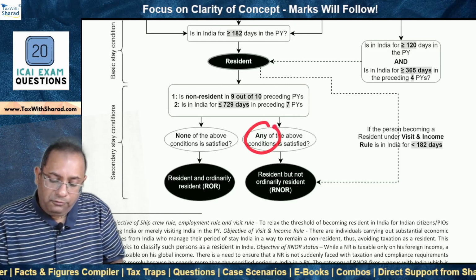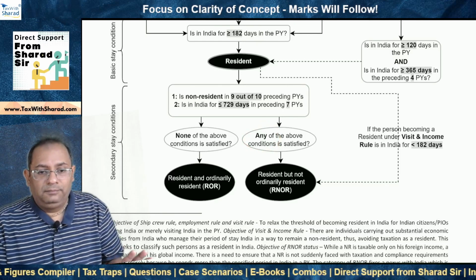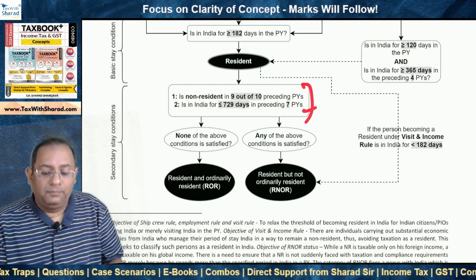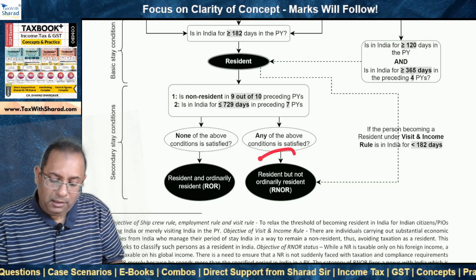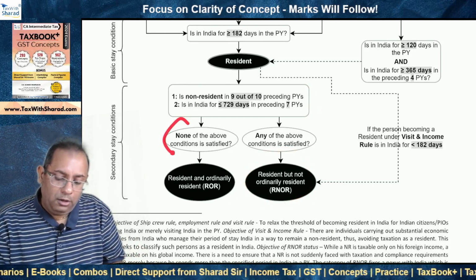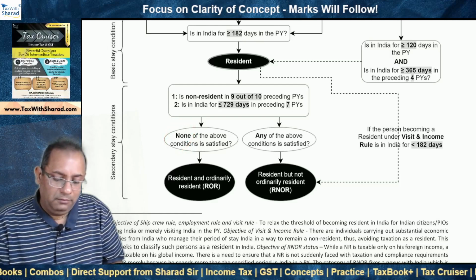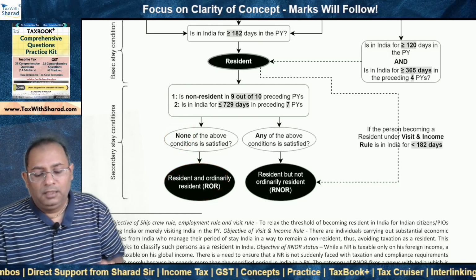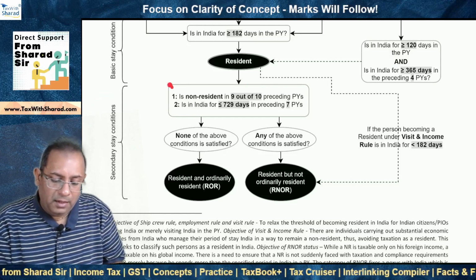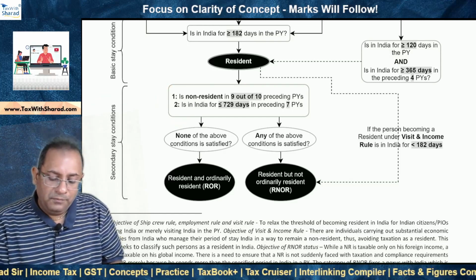Now, if any of the above conditions are satisfied, one or two or both, then the person will become a RNOR, resident but not ordinarily resident. If none of the above conditions is satisfied, the person will become a ROR. Now see the logic. In the secondary stay conditions, what you will find are these two situations.